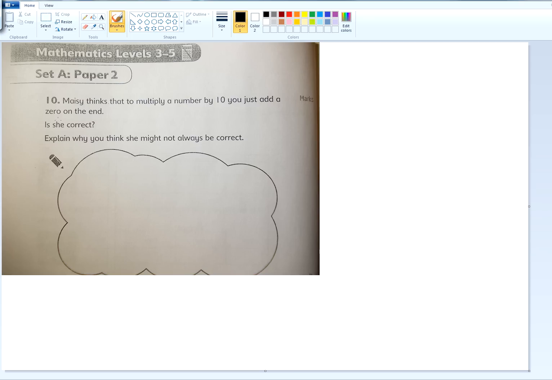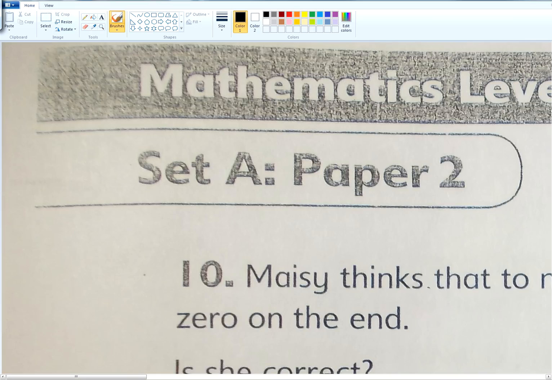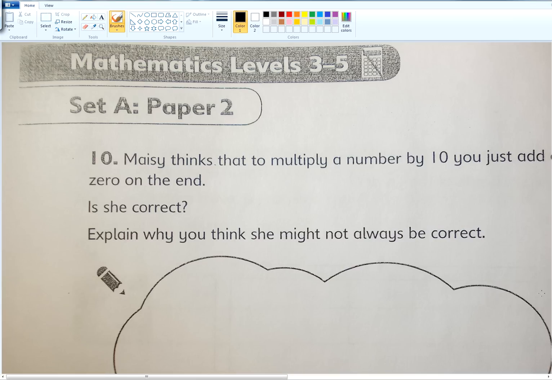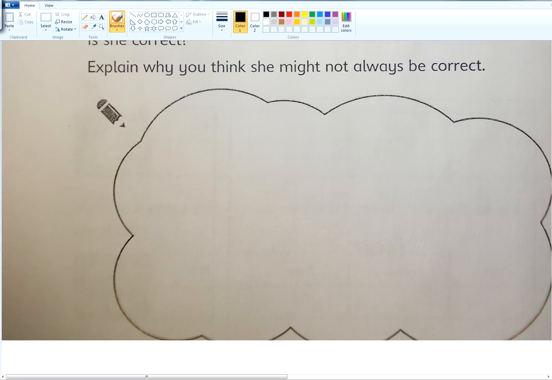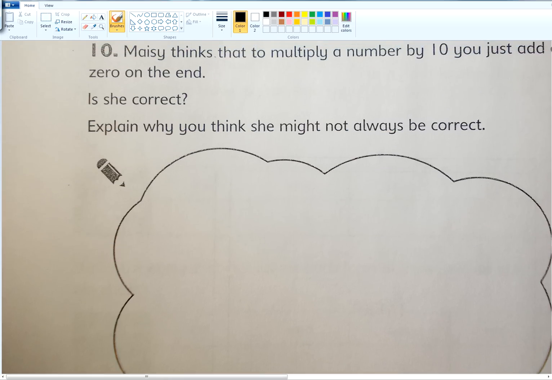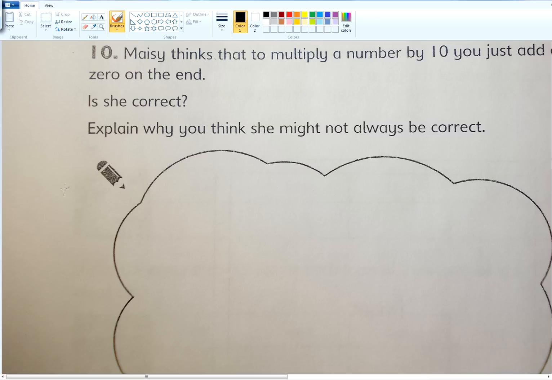Okay. Maisie thinks that to multiply a number by 10, you just add a 0 at the end. Is she correct? Explain why you think she might not always be correct. Let's have a look.